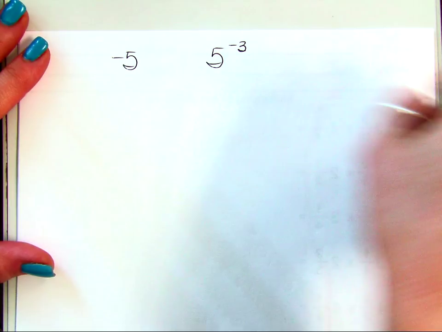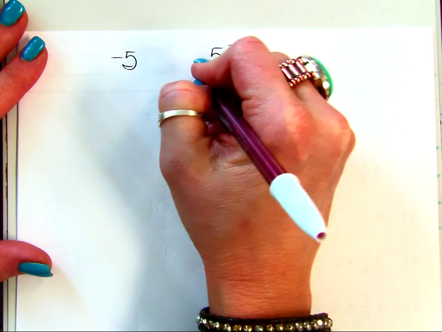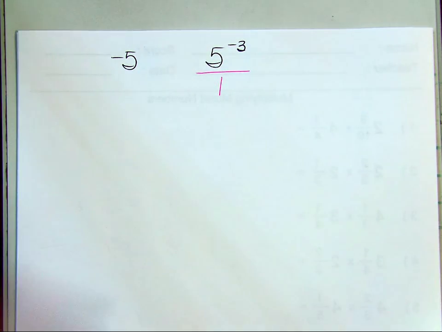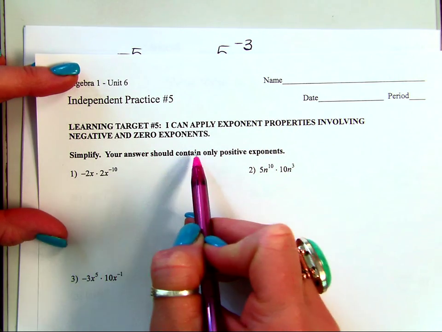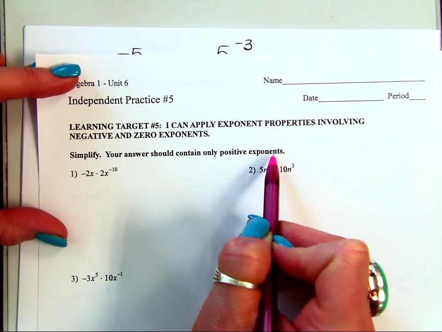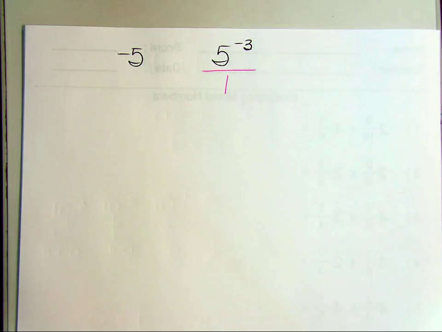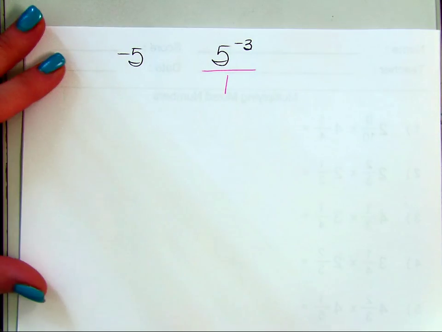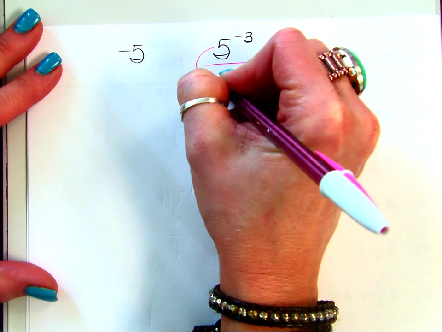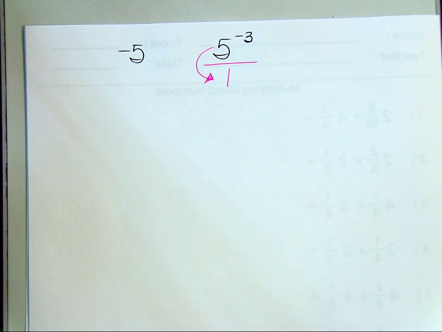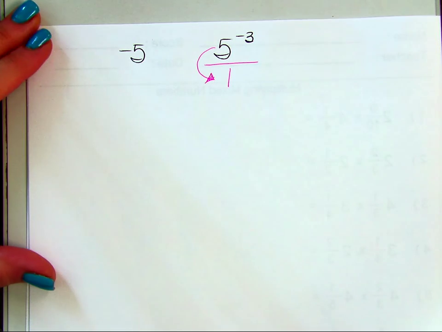And remember what I said, that first of all, you can never have negative exponents. Ever, ever, ever in your answer. Like when you work on your independent practice, it's going to say your answer should contain only positive exponents. So the first thing you need to know is get rid of them. Can't be there. And do you remember me telling you that the base and the exponent are buds for life, right? You can never separate a base and its exponent. They're like super glued together. So if I'm going to move that negative 3, I have to move the 5 with it.